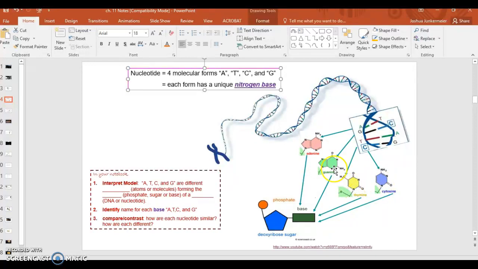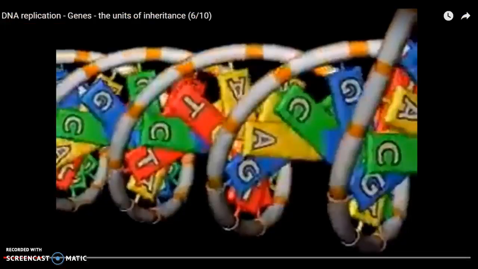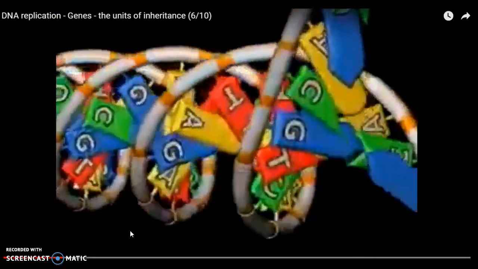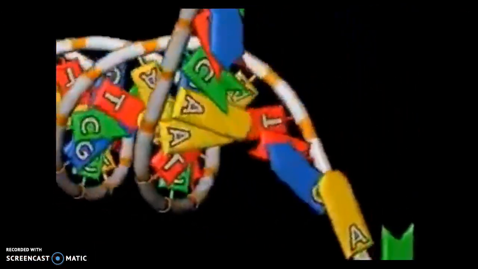So they have different structures, and you can definitely see that they have certain elements or certain atoms that make them. Take that into account while you compare and contrast. Let's check out a quick video. So you can see that spiral shape and all the nucleotides.